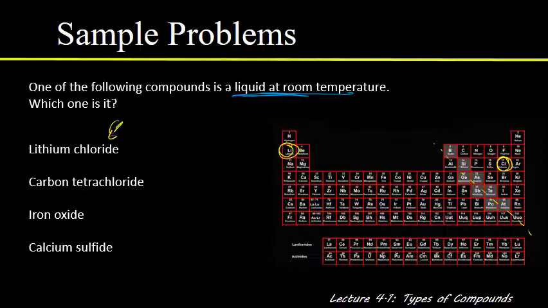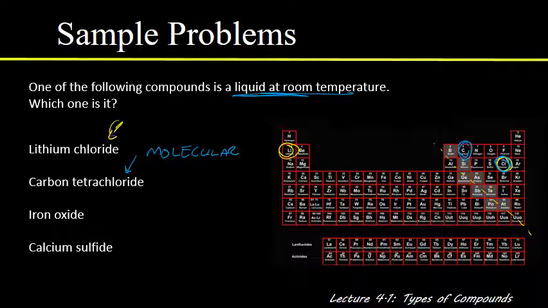right? Carbon tetrachloride, carbon is over here, and chlorine again is over here, right? So that's 2 nonmetals. That means that carbon tetrachloride is a molecular compound, right? So that could possibly be a liquid at room temperature.